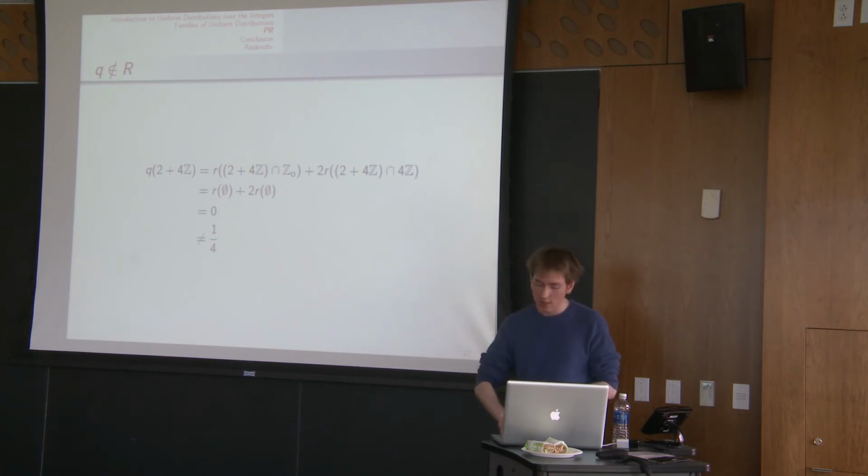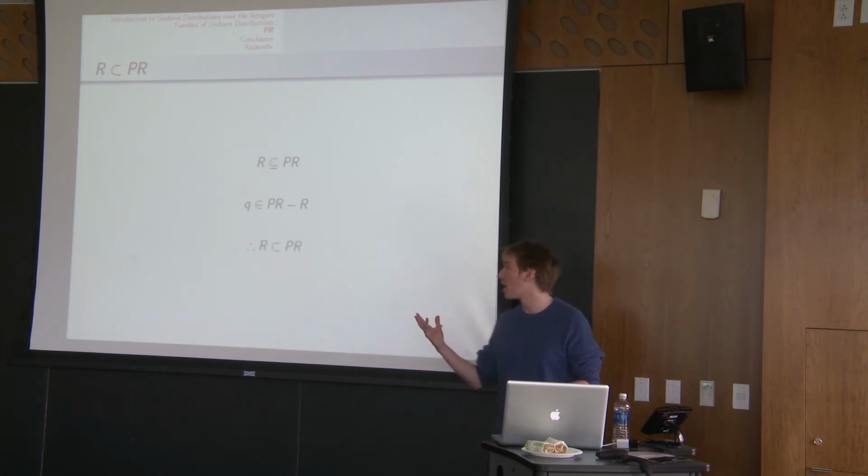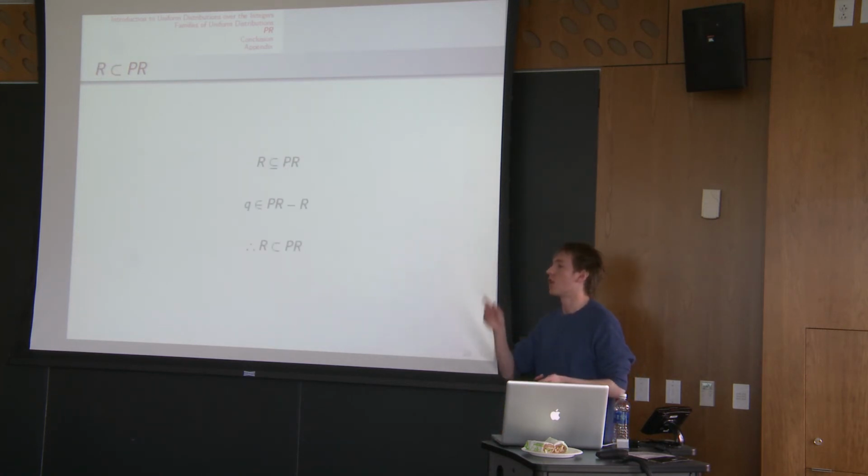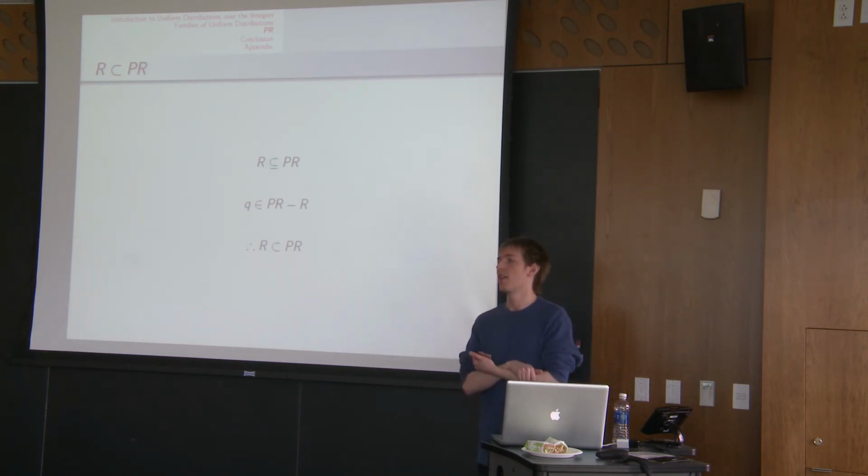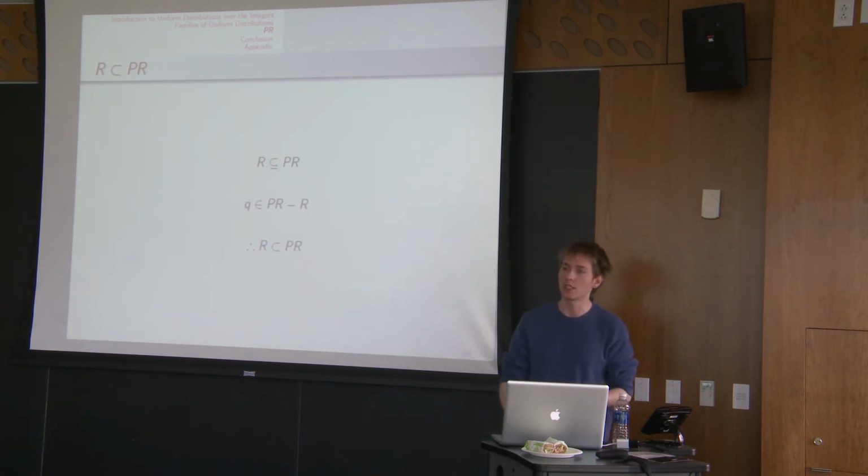We know that what we started with, that is, the residue class family, is contained in the prime residue class family. Now we have an element q that's in the prime residue class family, not in the residue class family. So now we can finally conclude that the residue class family is strictly contained in the prime residue class family.